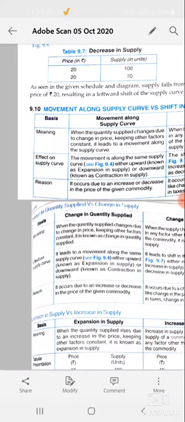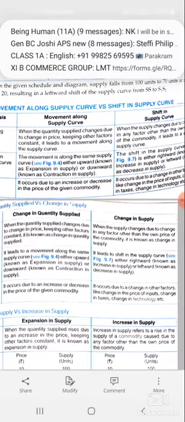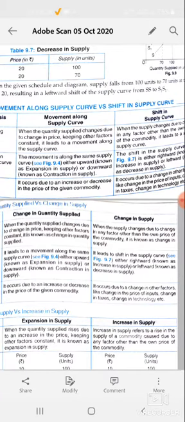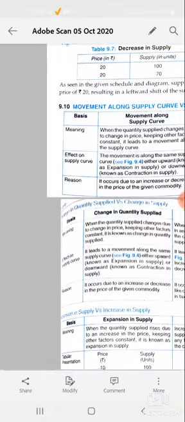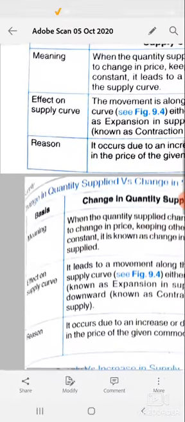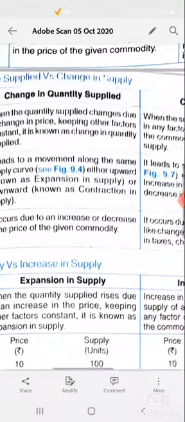Now, the reason why it occurs, due to increase or decrease. Increase and decrease both are known as a change in the price of the given commodity. If the price changes, then either extension or contraction takes place. But here, price remains constant in the next case. Due to change in other factors, it happens. Now again, the next point, change in quantity supplied and change in supply, we have already discussed.